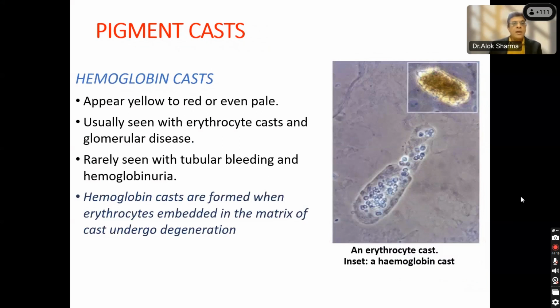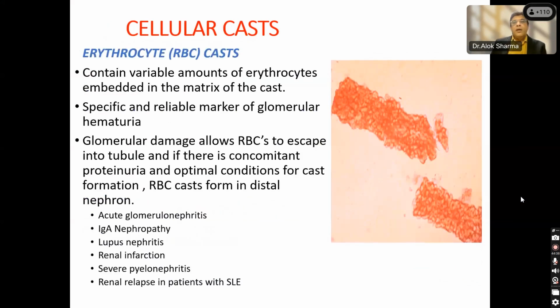We've talked about the pigment casts, and similarly, you can get hemoglobin casts. Depending on whether there is hemoglobinuria or even hematuria, you can get intact RBCs or dysmorphic RBCs in the tubular casts. So this is what I was talking about, the RBC casts.